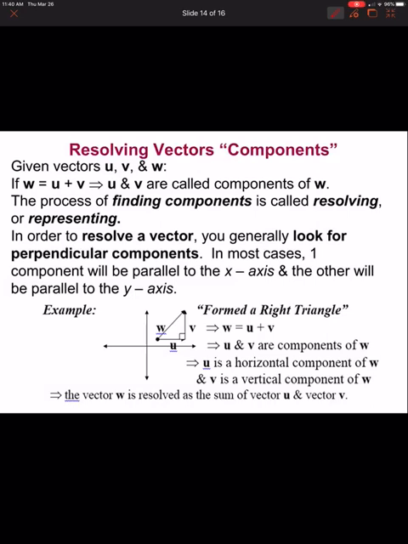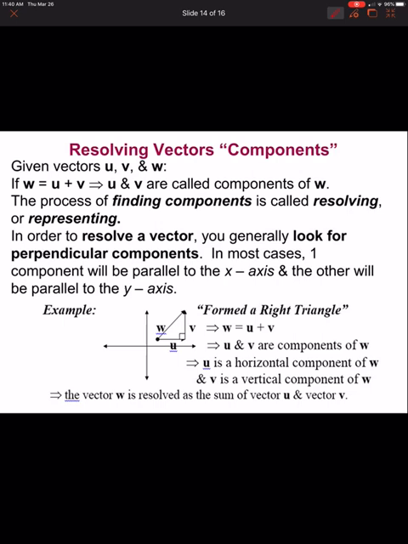All right, we're going to move on and look at resolving vectors into components. It says here, given vectors u, v, and w, if w is equal to u plus v, again, the sum of vectors u and v gives you w, then u and v are called components of w. The process of finding components is called resolving or representing.